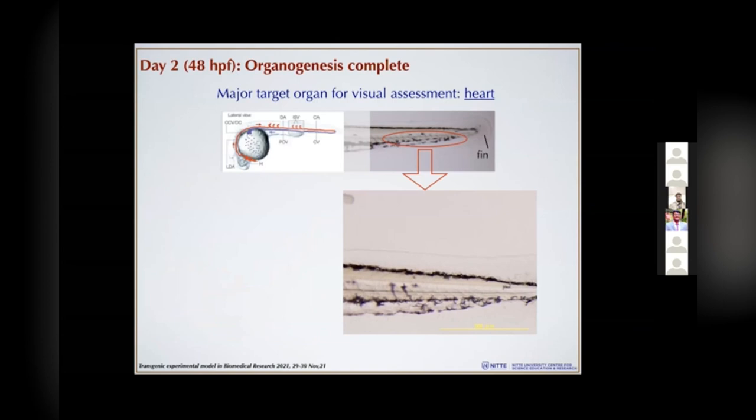Now, if you see at the lower part, you can see the blood going from the caudal artery and coming back with the caudal vein. That's a small video. So this is very simple. Now, next slide.